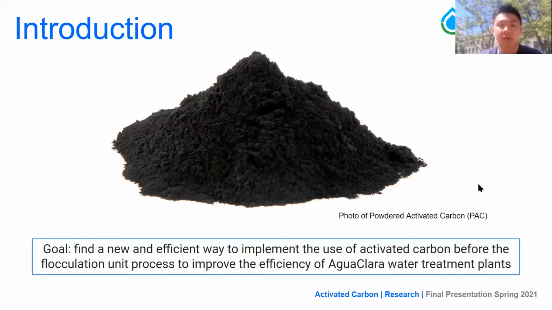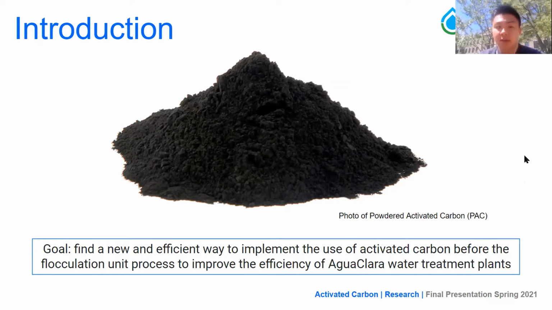Activated carbon's goal is to find a new and efficient way to implement the use of activated carbon before the flocculation unit process in order to improve the efficiency of Agua Clara water treatment plants. This research will expand the mission of providing safe water on tap because it is based off of a new design where both powdered activated carbon, PAC, as a filtrant and polyaluminum chloride, or PACl, as a coagulant would be used to remove particles. The reason that this area is being researched is because coagulant is not very efficient at binding to and removing organic materials such as humic acid in drinking water.